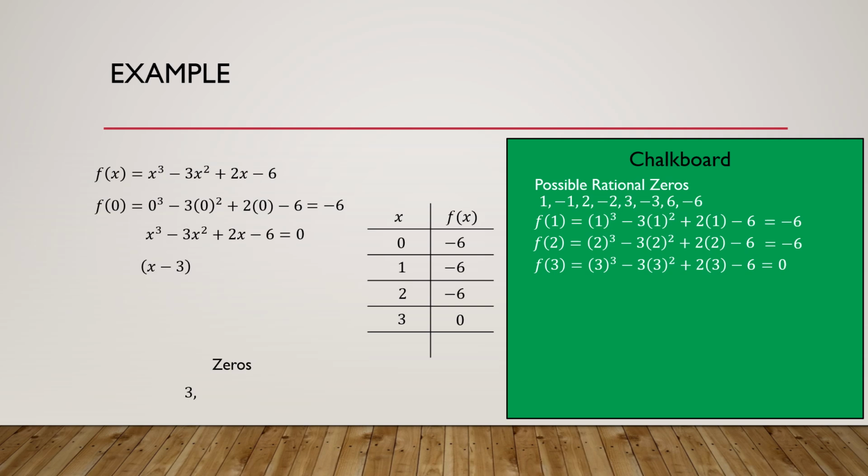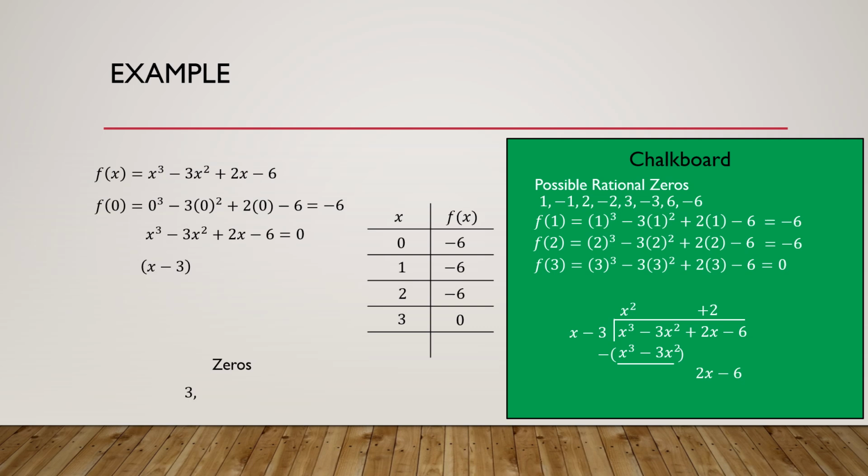Next, we'll complete the polynomial division. x cubed minus 3x squared plus 2x minus 6 divided by x minus 3. x squared will be the first term. x squared times x minus 3 is equal to x cubed minus 3x squared. Subtract to get 0. Bring down 2x minus 6.